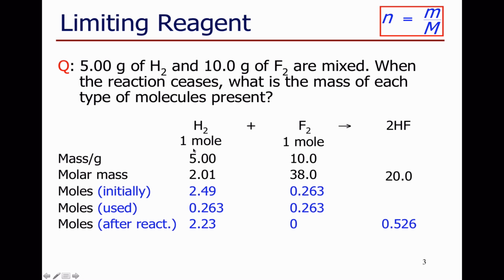Again, look at the chemical reaction. 1 mole of hydrogen reacts with 1 mole of fluorine to give 2 moles of HF. So if 0.263 moles of fluorine are reacted, we'll get twice as much HF. 2 moles for every 1 mole of fluorine, 0.526, because 0.263 moles of fluorine reacted. And then lastly, we can use our equation again, but backwards. The mass is the number of moles times the molar mass to give the masses after the reaction. Most of the hydrogen is left over, none of the fluorine, and we end up with 10.52 grams of HF.